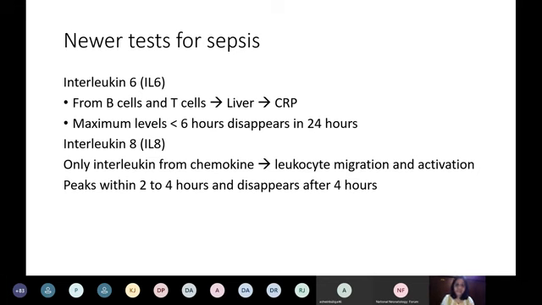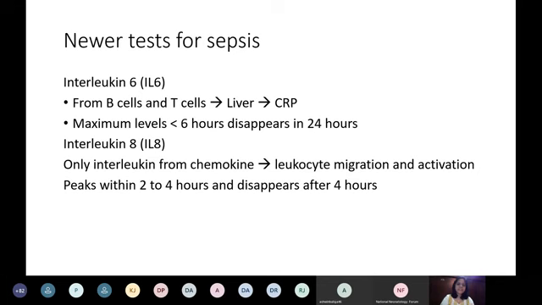So what happens if you check the interleukin level within 6 hours, it is going to be maximally high in a baby who has infection, who is born with infection. But it disappears in 24 hours, because after that the CRP starts rising, then the job of interleukin 6 is done. So if you want to diagnose sepsis within the first 24 hours, when you cannot rely on CRP, that is where this would come into the picture.